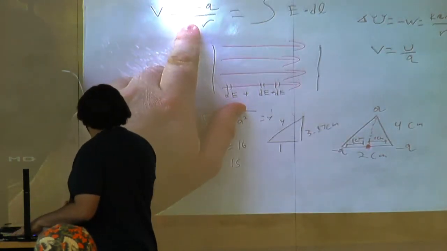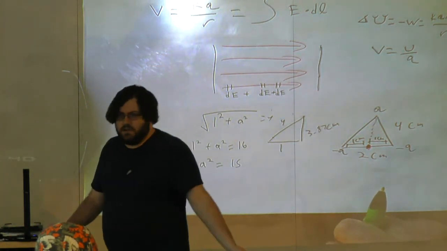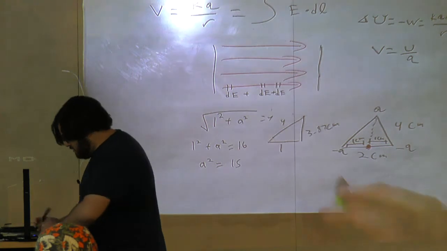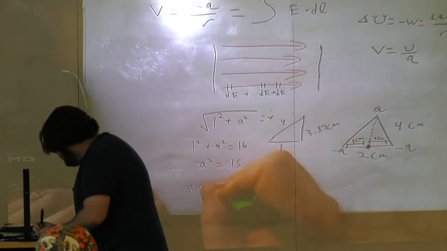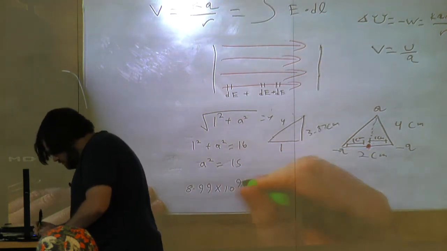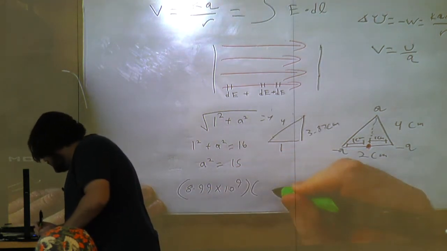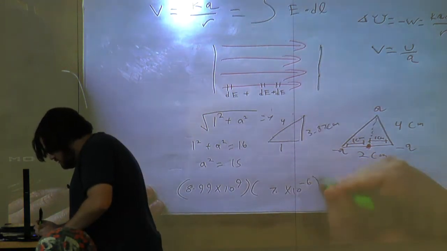Now, once I've calculated these distances, which was not that difficult, I'm just going to plug them into this equation. Because these are scalars, they're going to add directly, and we don't have to think about cosines or anything like that. So we're going to say 8.99 times 10 to the 9th, 7 times 10 to the negative 6.